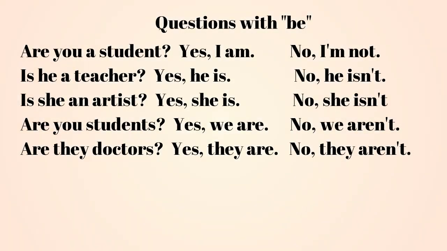Questions with be. When we answer these types of questions, we can answer with yes, a positive answer, or no, a negative answer. Now, let's practice. I'll say the sentences, and you repeat the sentences. Are you a student? Yes, I am. No, I'm not. Is he a teacher? Yes, he is. No, he isn't. Repeat.